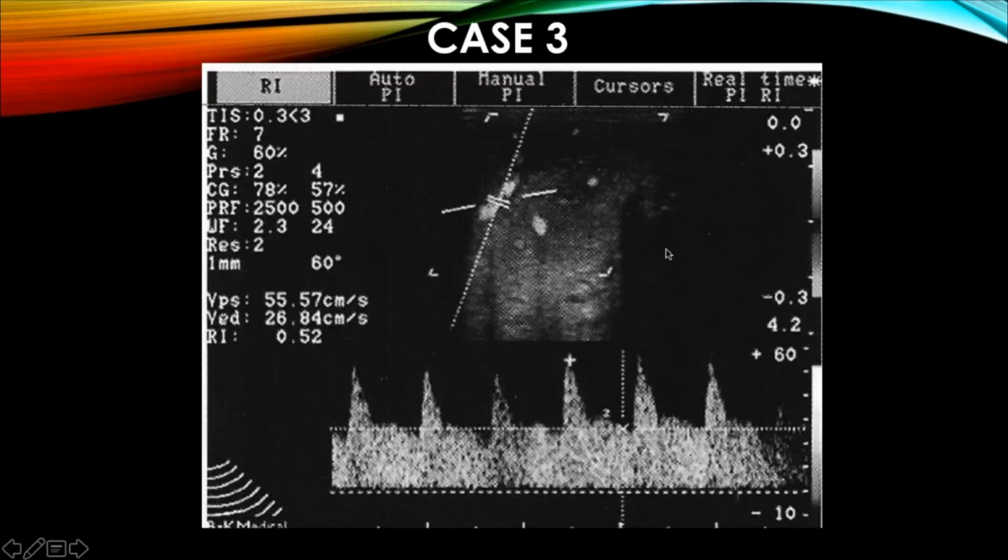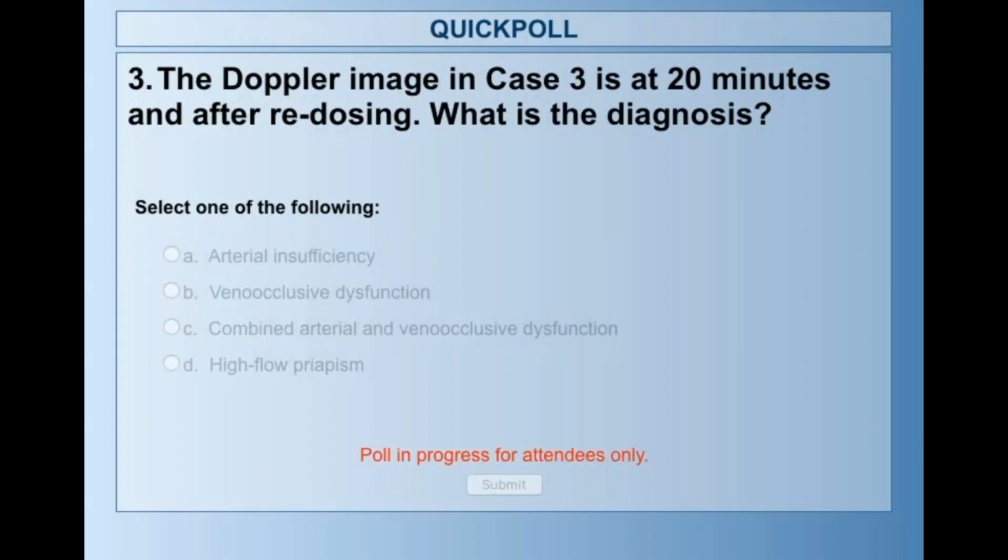This is the next one. Again, this is at 20 minutes after redosing. What is the diagnosis here? So to go over the numbers, the peak systolic velocity here is 55.57. The end diastolic velocity is 26.84. And we have 15% in.